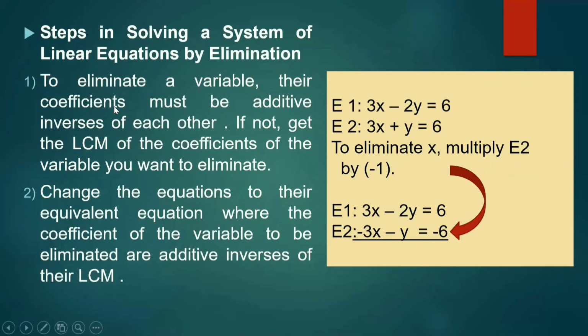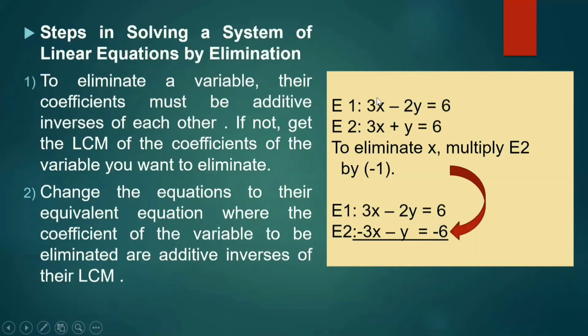Steps in solving a system of linear equations by elimination. Number 1. To eliminate a variable, their coefficients must be additive inverses of each other. If not, get the LCM of the coefficients of the variable you want to eliminate. Then, change the equations to their equivalent equations where the coefficients of the variable to be eliminated are additive inverses of their LCM. So, for example, we have these two equations and we want to eliminate x.